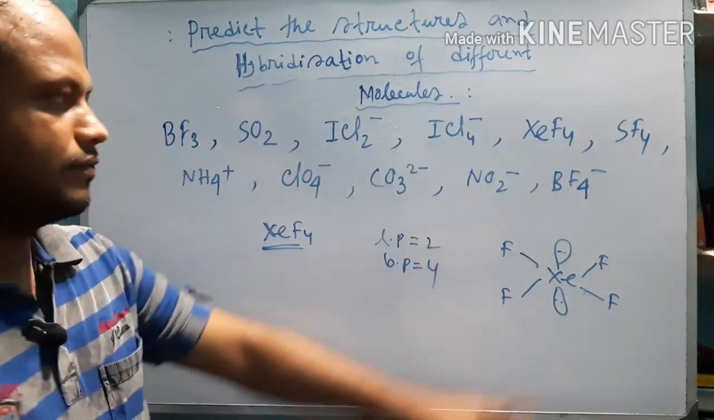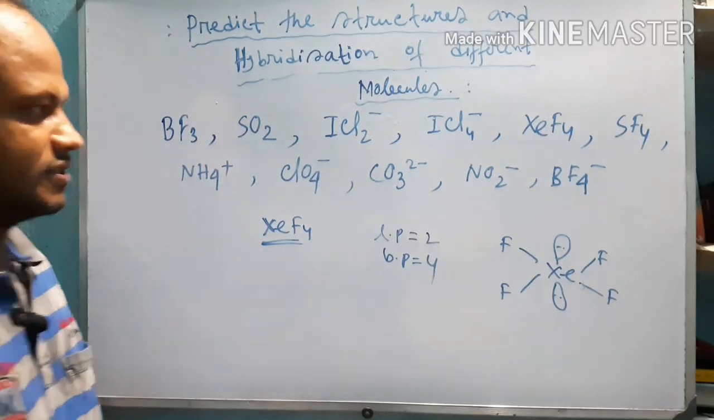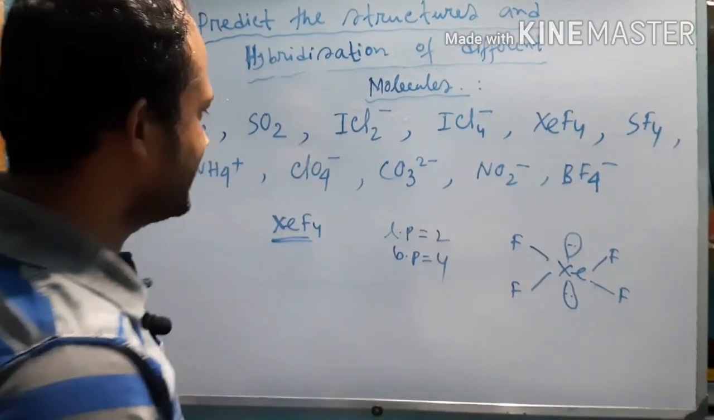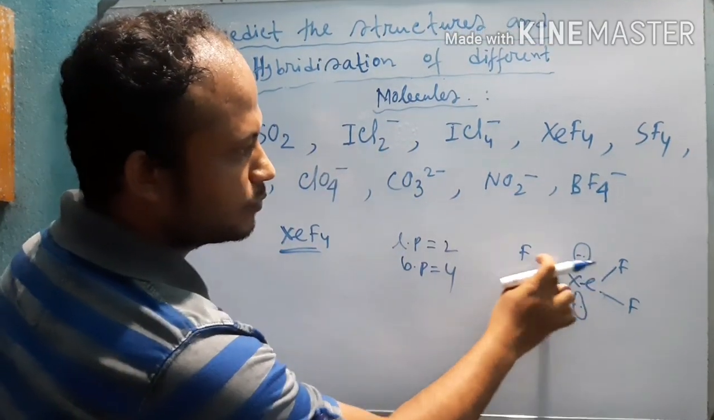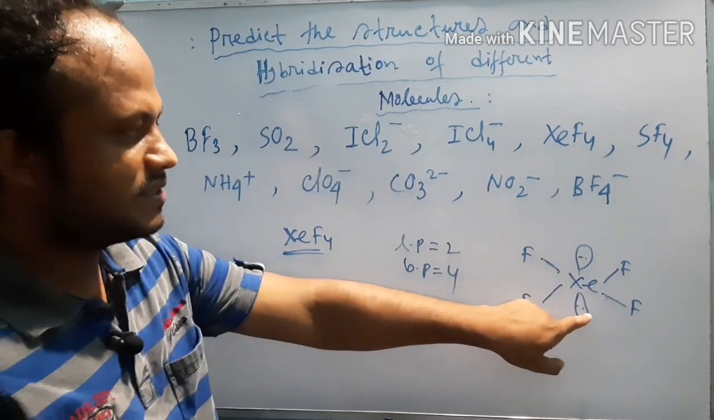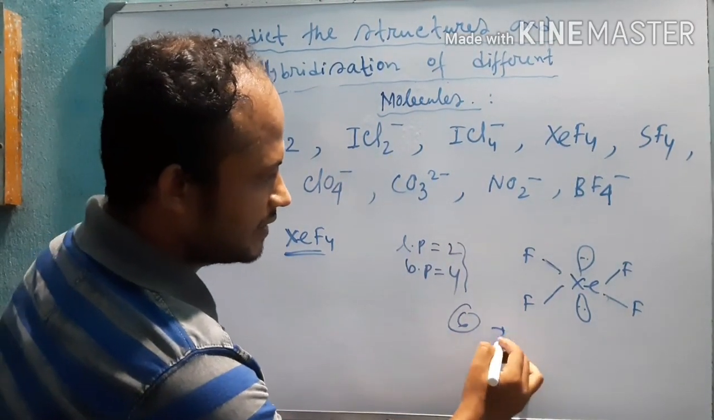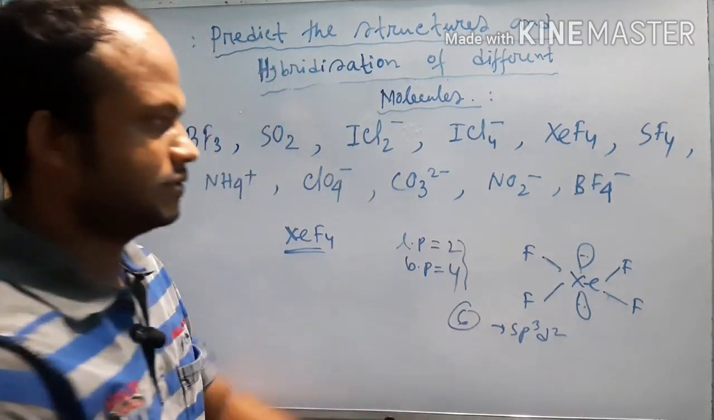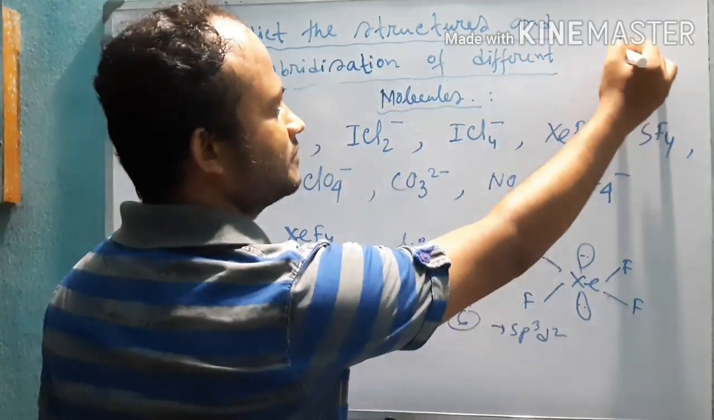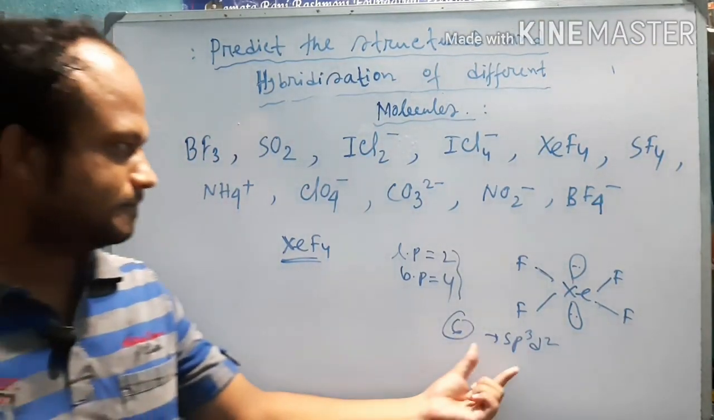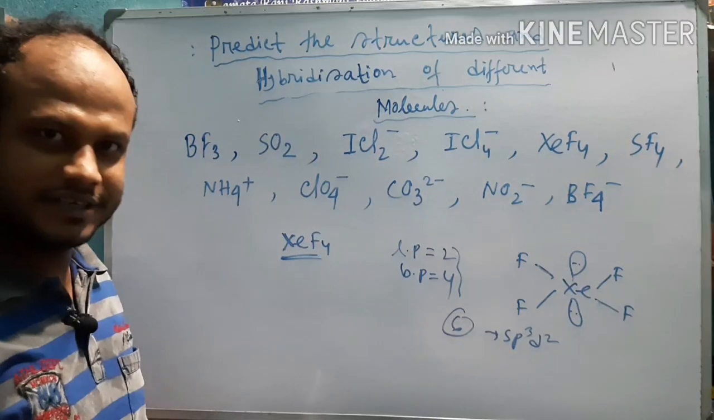like this, square planar, 4 fluorine atoms and 2 lone pairs of electrons. Here the hybridization of XeF4: the number of sigma bonds is 1, 2, 3, 4 and the number of lone pairs 5, 6, that is 6. So 6, that is sp3d2. The hybridization of xenon here is sp3d2. Understand?